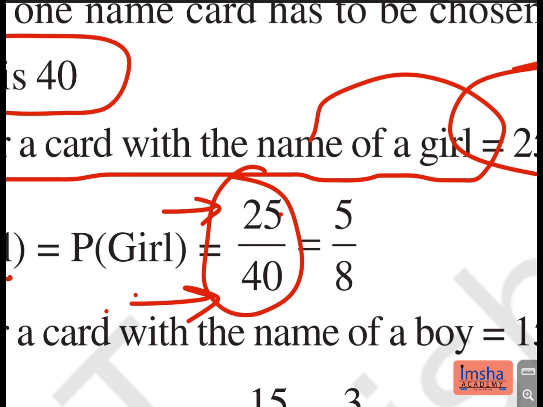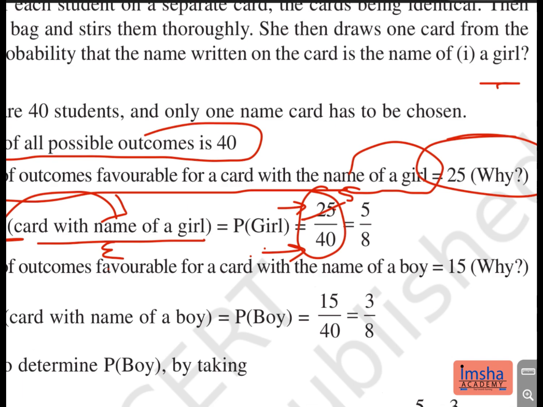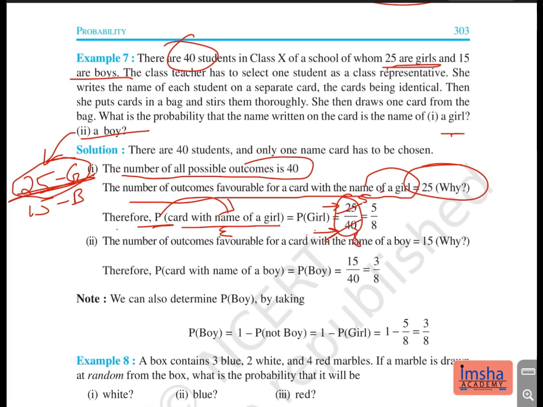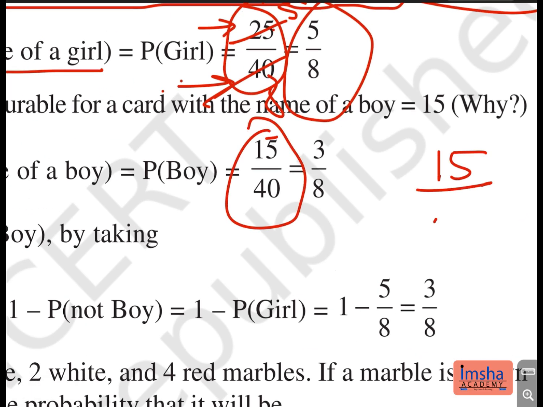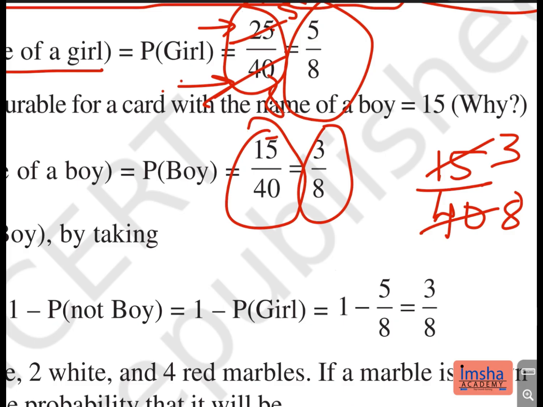So 25 by 40 is, 5 fives are 25, 5 eights are 40, right? So 5 by 8. Similarly, for boys also we can write 15 by 40, because 15 boys are there in the class of 40 students. So 5 threes are 15, 5 eights are 40, so 3 by 8.